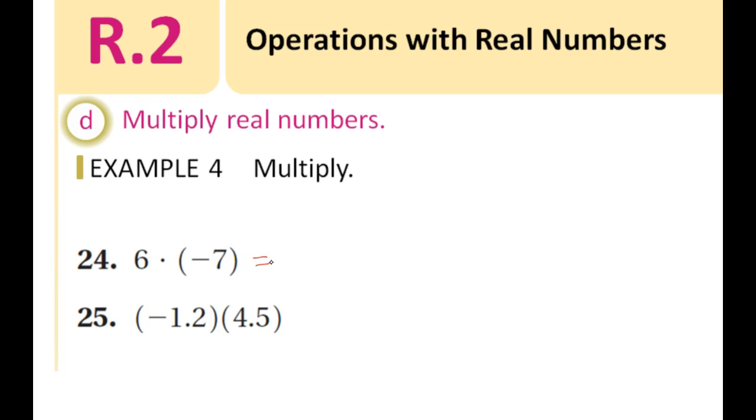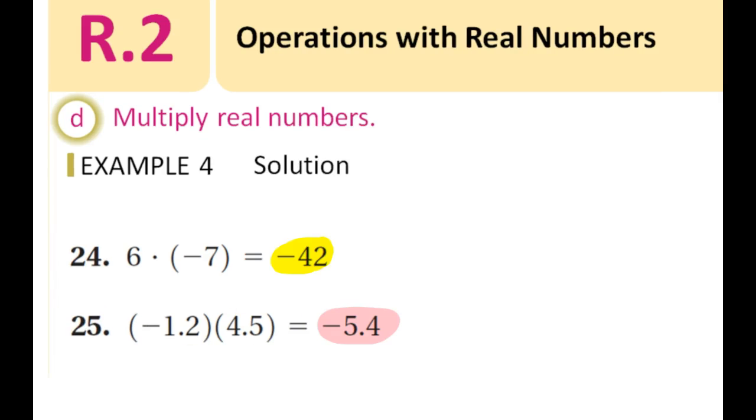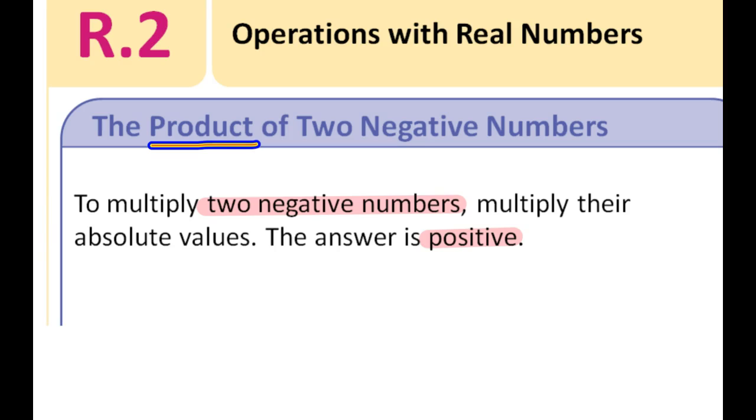So 6 times 7 is 42. Signs are different, so it's a negative. I'd grab a calculator and multiply that out. The important thing is you can tell that this is going to be a negative answer because signs are different. Evidently, 1.2 times 4.5 on a calculator is 5.4. And you can use a calculator on your test, so feel free to use it on your homework.